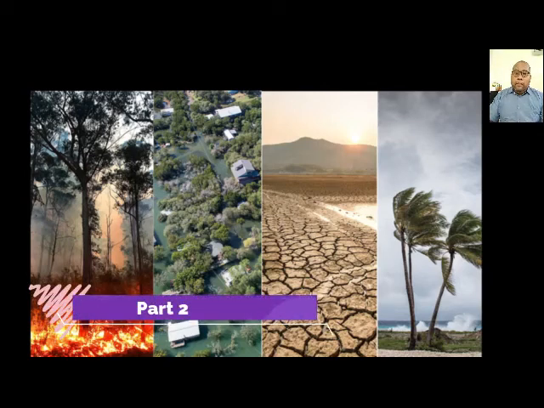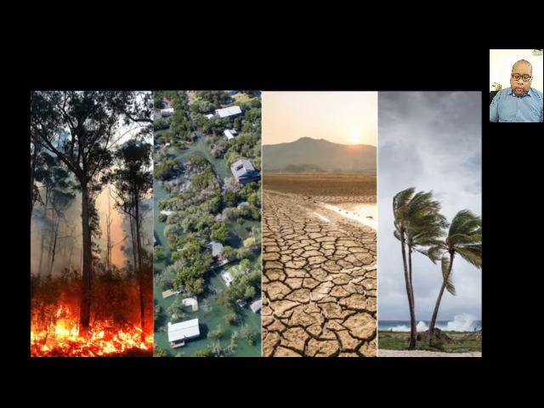So this is the slide of the hazards that may occur due to the climate change. You can see on the left side is the wildfire, the second picture is a flood, the third picture is the drought, and the fourth, you can see this one is a coconut. And then this is the storm, which is related to the typhoon.